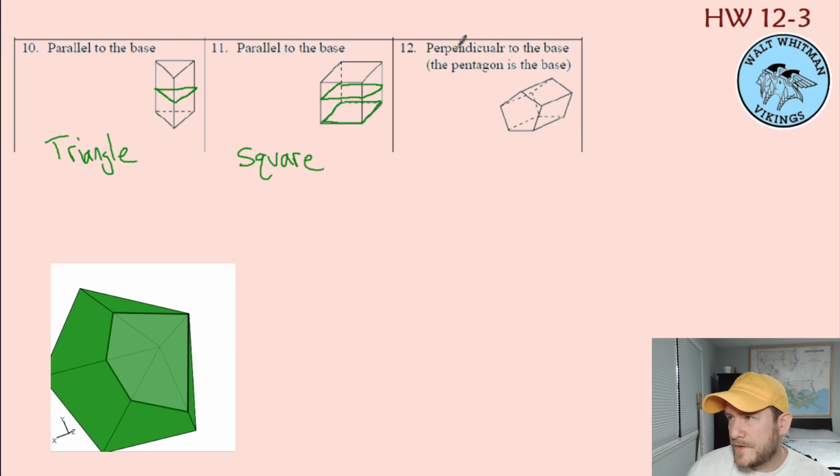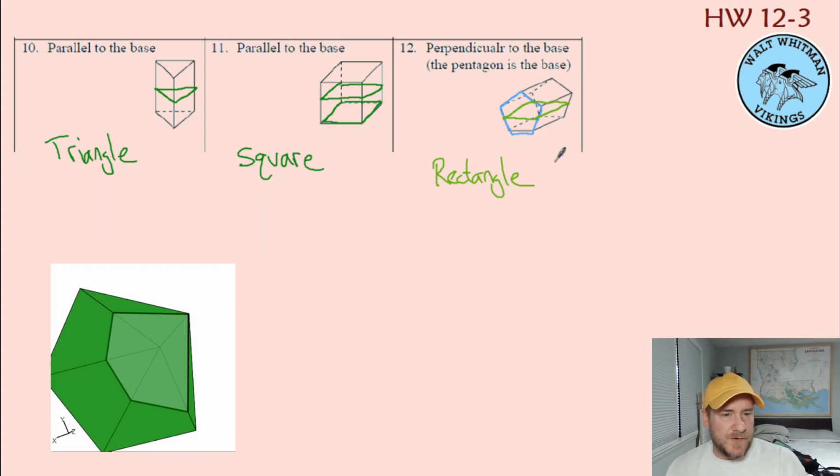And for 12, it says be perpendicular to the base. Now the base is this pentagon. And so slices perpendicular to the base would be like cutting across here, running down that side, cutting across the back, running down there. But all of my slices here are going to be rectangles. That's it. That's homework 12.